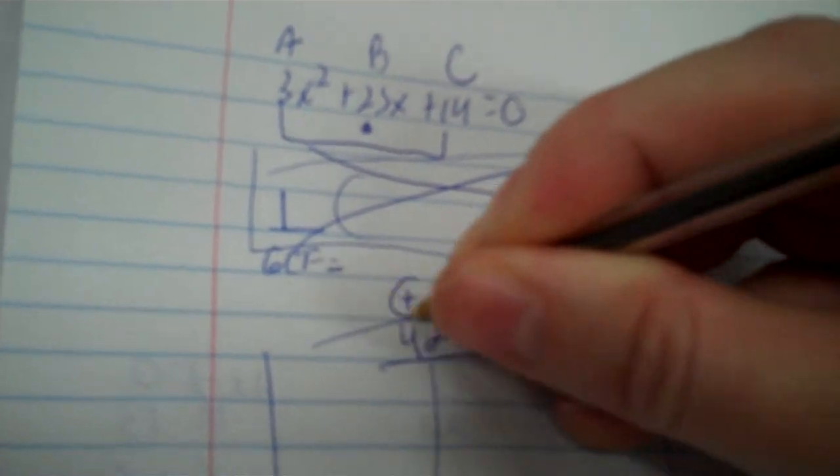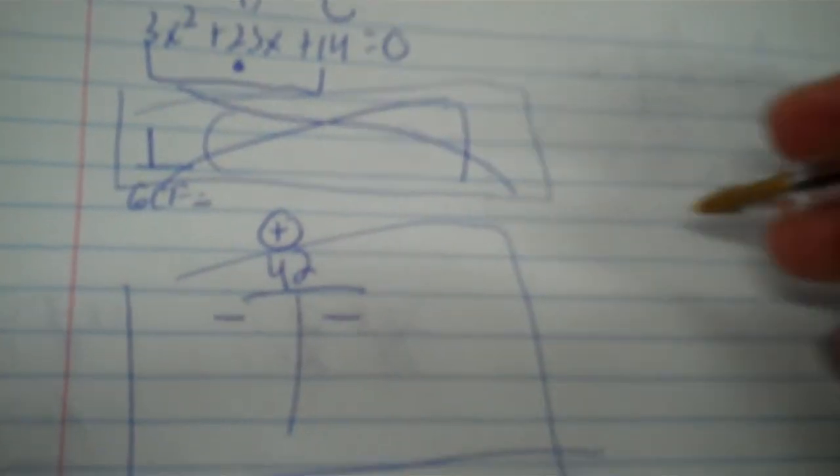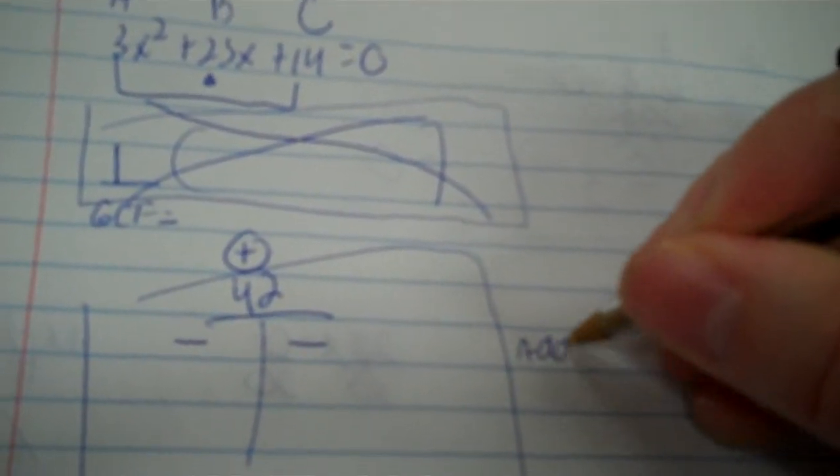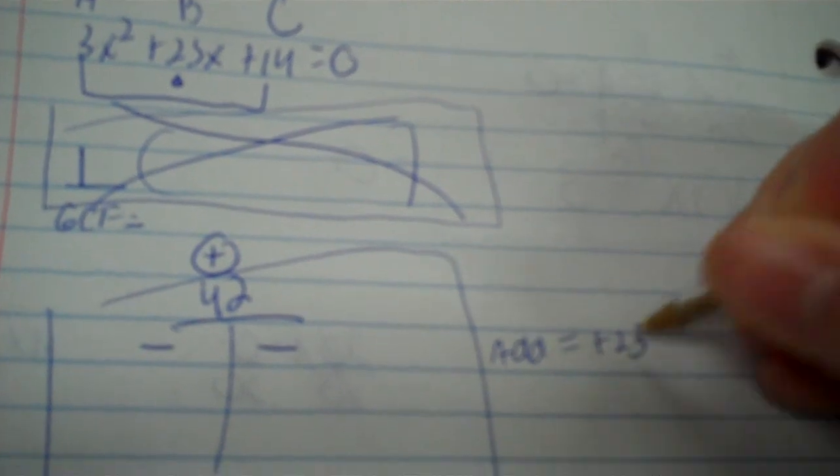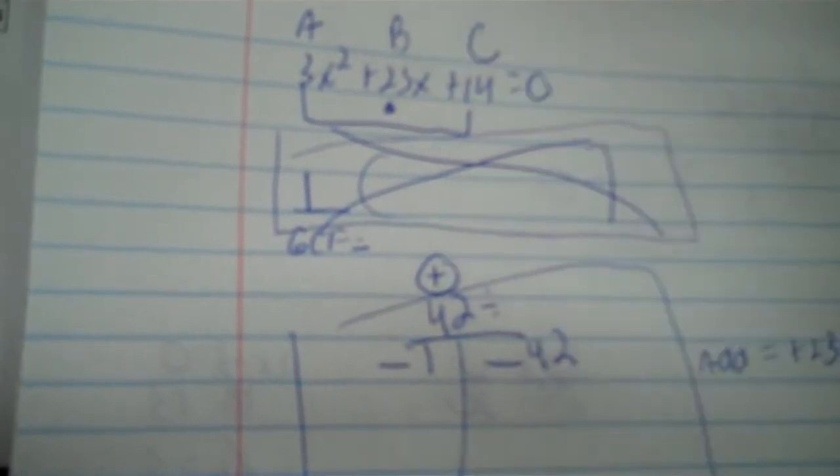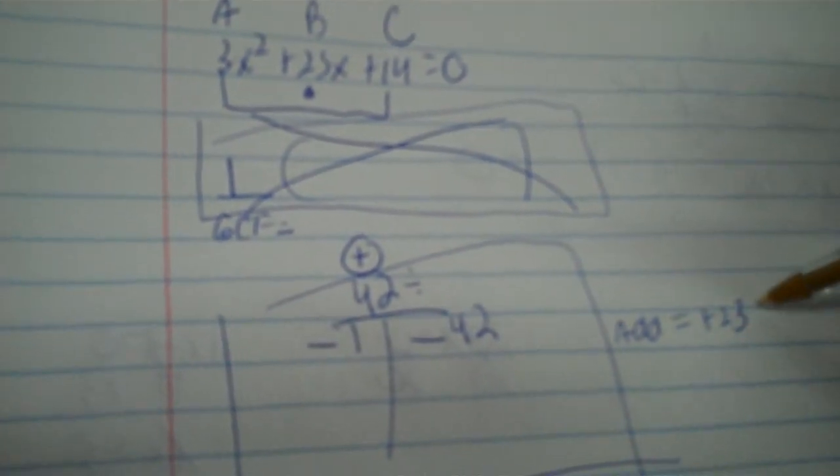Now it's positive, so we're looking for either a negative times a negative. And if that doesn't work, we can switch it to positive times positive. We're adding to try to get plus 23. So 42 divided by 1 is 42. 42 divided by 1. There's no way that adds to positive 23.